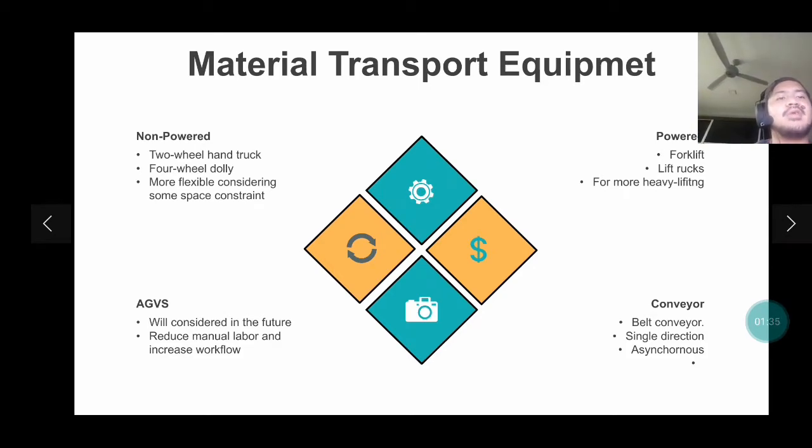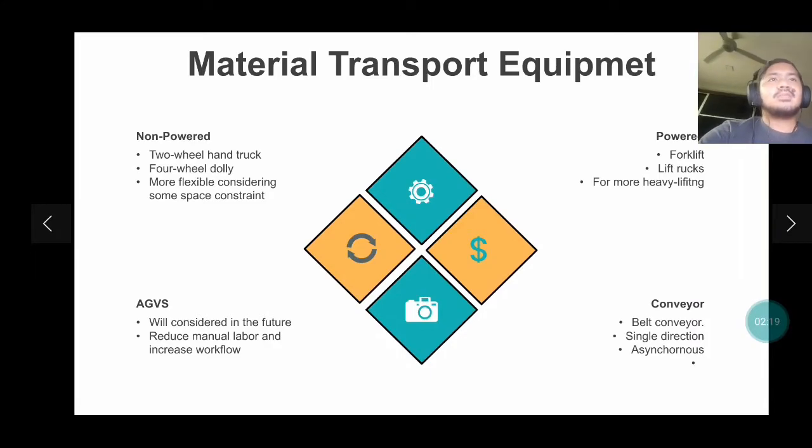The way we transport is in four ways, which is the use of non-powered tool, power tool, AGVS, and conveyor. Non-powered tools involve a two-wheel hand truck and a four-wheel dolly, which is more flexible if we consider some of the tasks are constrained by space. For power tools, we use forklift and lift truck. This is more toward heavy lifting, and as our company grows, we would like to reduce our manual labor by considering the use of AGVS, which is the automated guided vehicle system.